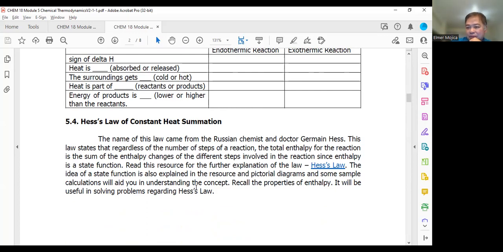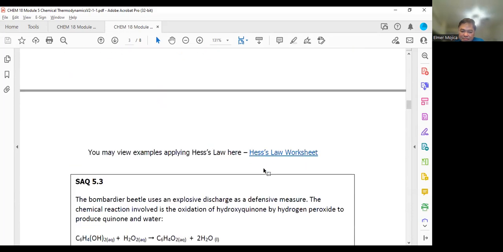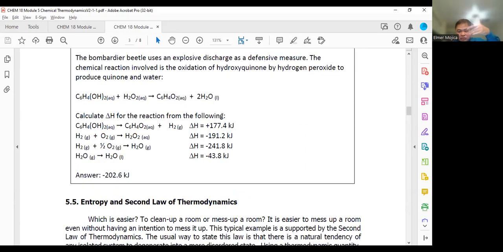Like Hess law. What do we have here in the Hess law? So Hess law, when we add the different reactions, the total enthalpy is just equal to the sum of all the reactions involved. That's what Hess law means. Regardless of the number of reactions, the total enthalpy for the reaction is just the sum of the enthalpy changes of the different steps. But we will go back to this entropy.